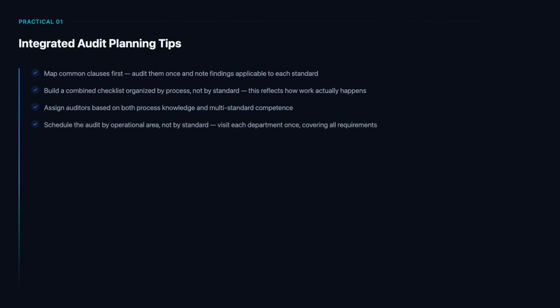Schedule the audit by operational area rather than by standard. Visit each department once and cover all applicable quality, environmental, and safety requirements in that single visit. This minimizes disruption to operations and gives you a complete picture of how the integrated management system works in each area. Let's close with the most important lessons for integrated internal auditing.